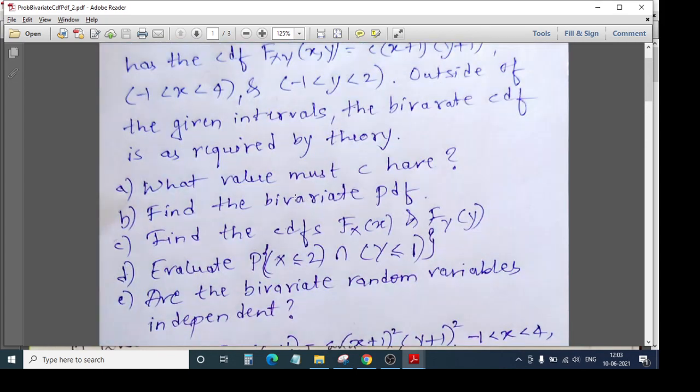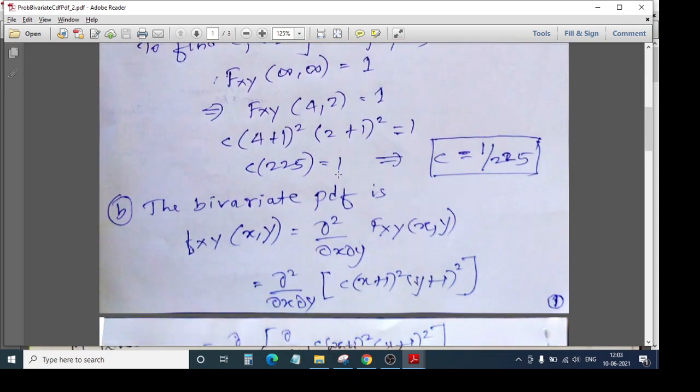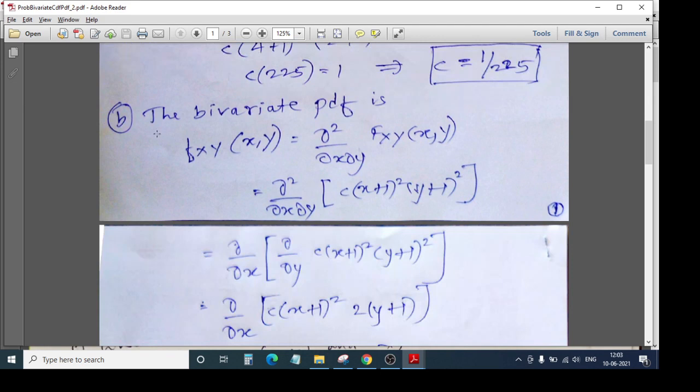Next we need to find the bivariate PDF. If I want to find the bivariate PDF, we use what is given, and they have given us the CDF. You can see here, this is our CDF. So how do we get the PDF? We need to differentiate it. As we know, CDF and PDF form an inverse pair, so it is nothing but dou square divided by dou x dou y, which is partial differentiation.